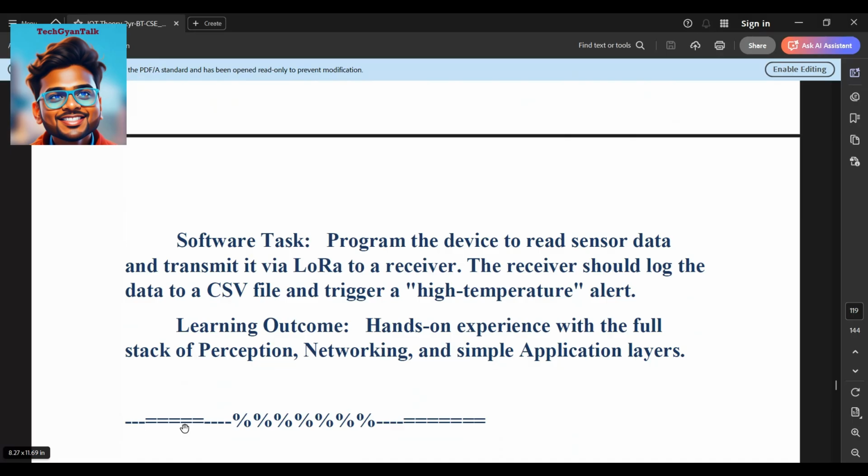And learning outcomes: once you finish learning and do all these exercises and projects, you get hands-on experience with the full stack of perception, networking, and software application areas.